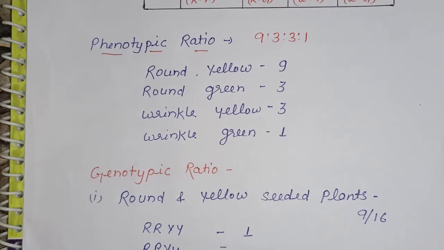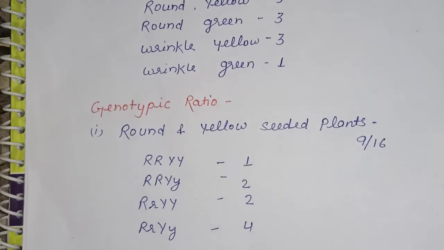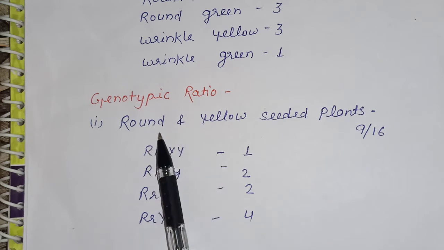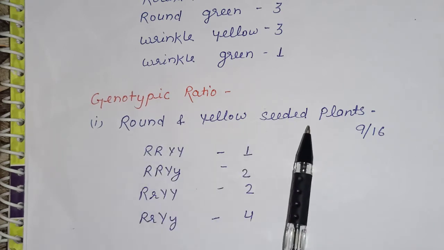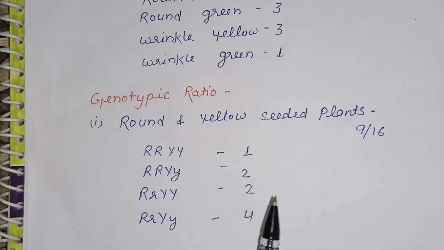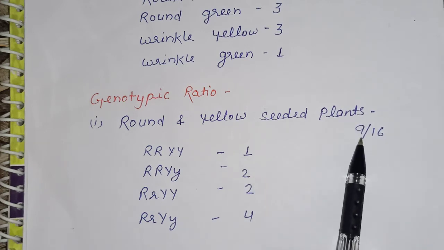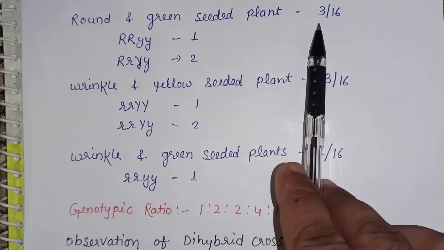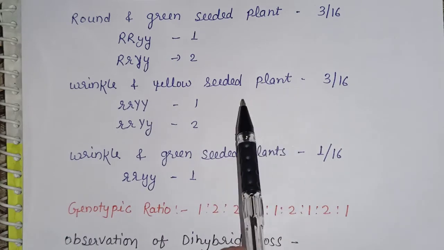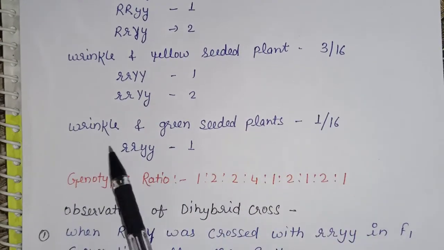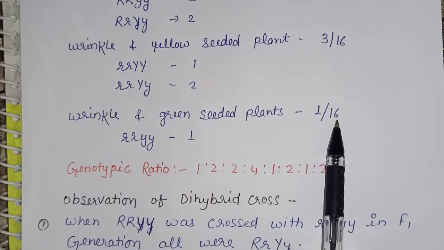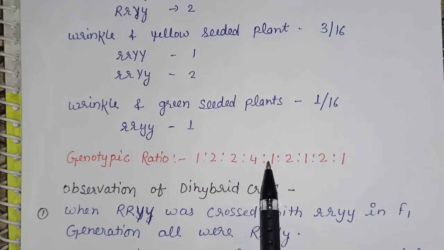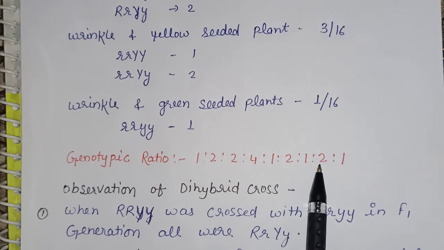After this, we get the genotypic ratio, which describes the genetic description. If we take an example of round and yellow seeded plants, the 1, 2, 2, and 4 means total round yellow seeds are 9 out of 16. Next, the round and green seeded plants are 3 out of 16, wrinkled and yellow seeded plants 3 out of 16, and wrinkled and green seeded plants 1 out of 16. So the genotypic ratio is 1:2:2:4:1:2:1:2:1.